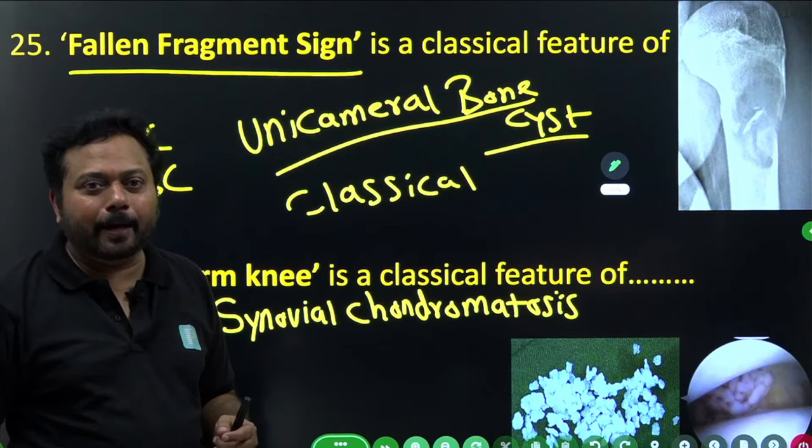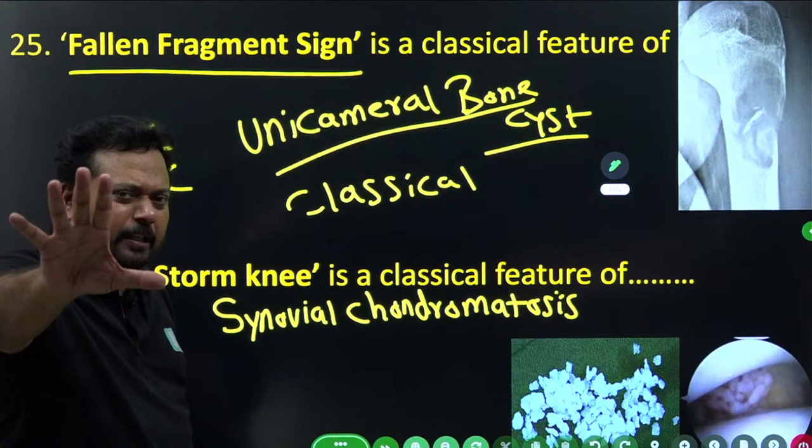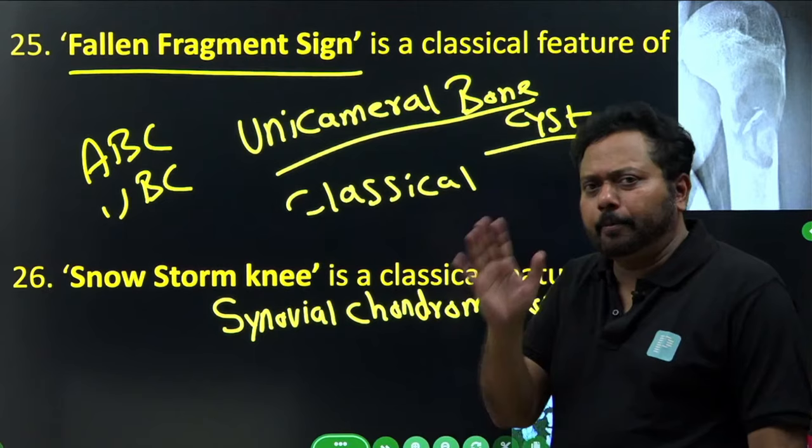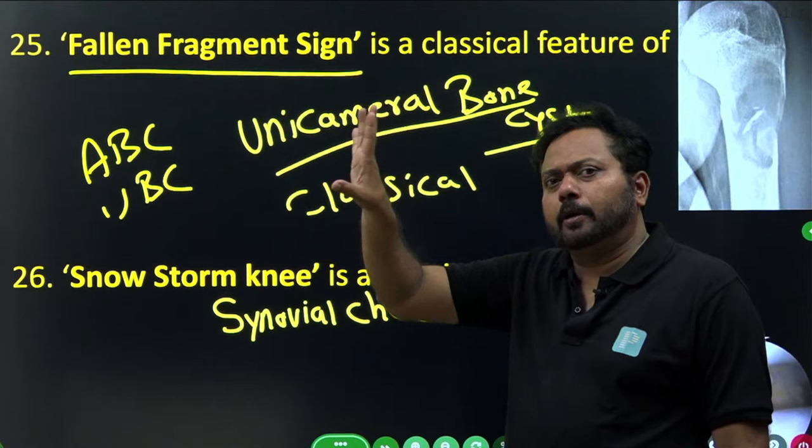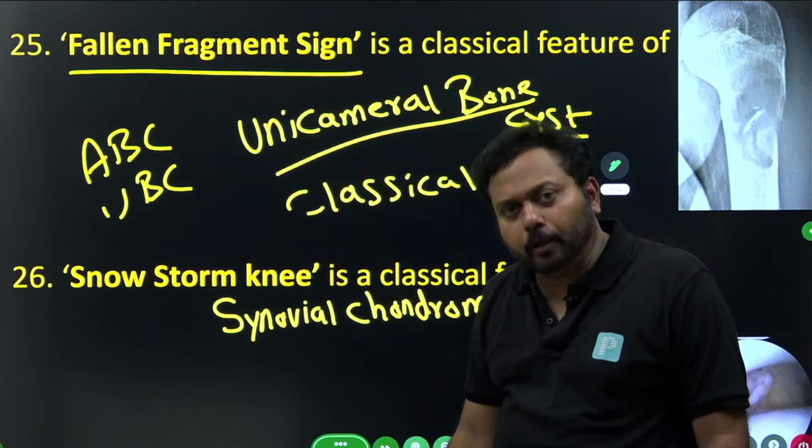So snowstorm appearance of the knee is not asked many times. The answer is synovial chondromatosis. Multiple loose bodies: the first thing that should come to your mind is synovial chondromatosis. Then osteochondritis dissecans. Then minimal loose bodies, osteoarthritis. Three differential diagnoses for loose bodies should cross your mind, dear friends.